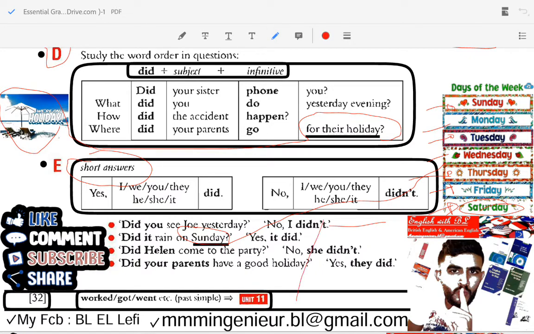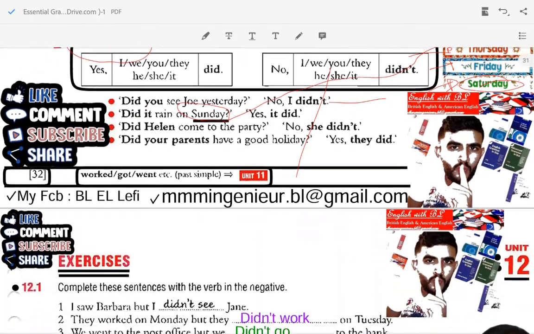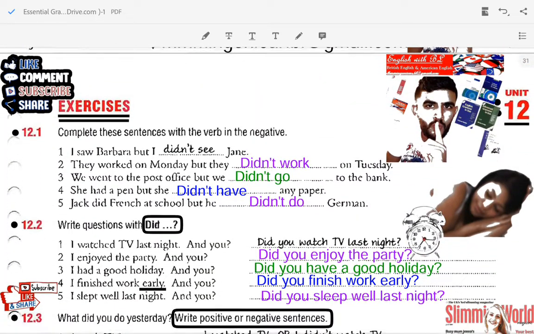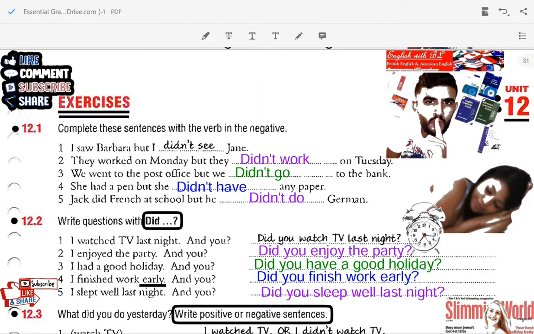Next, we begin the exercise: past simple, question and positive and negative forms. Exercise one: complete the sentences with the verb in the negative.